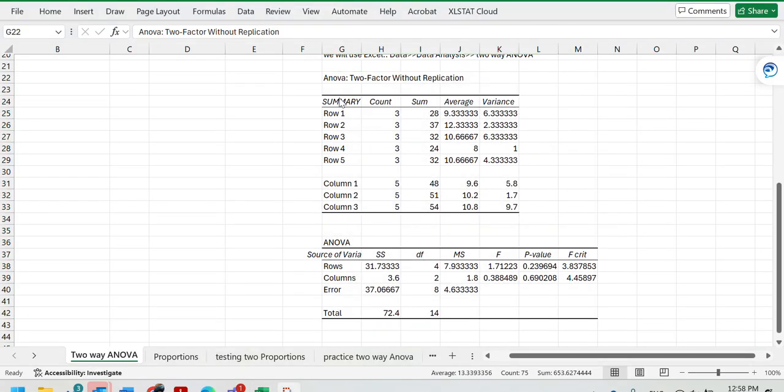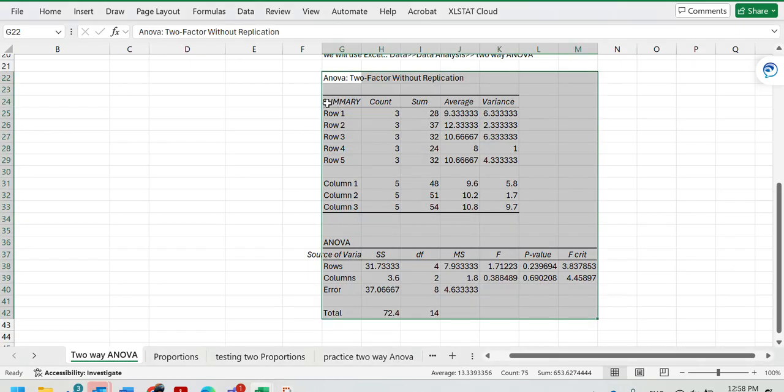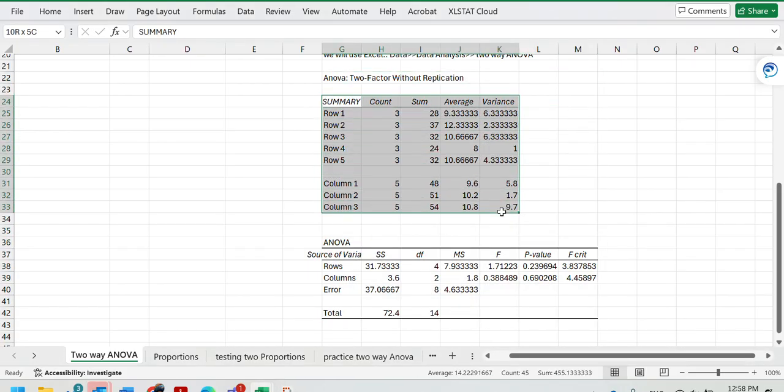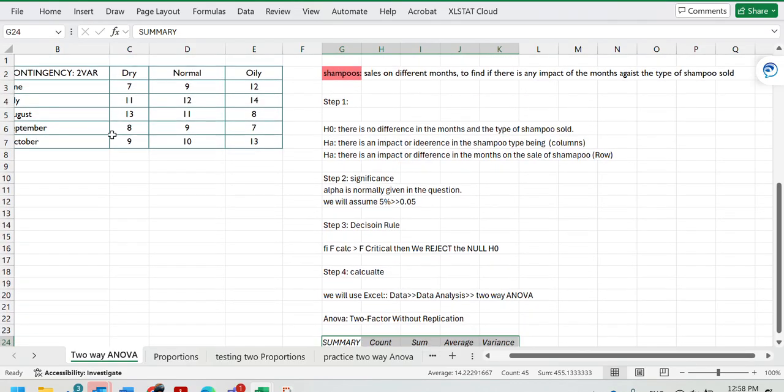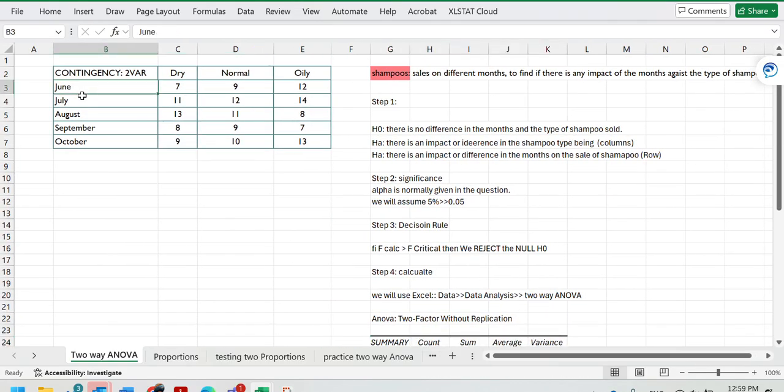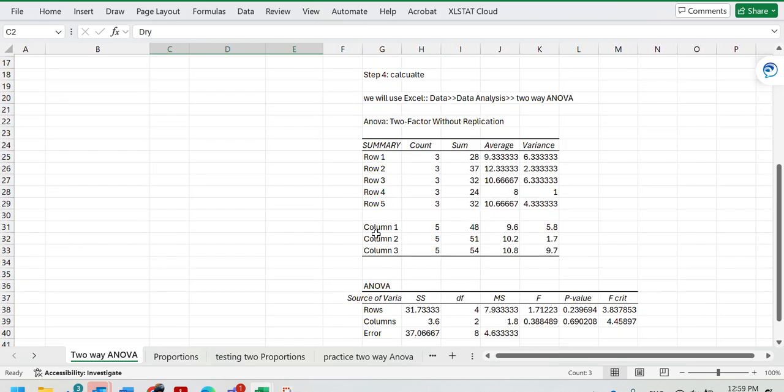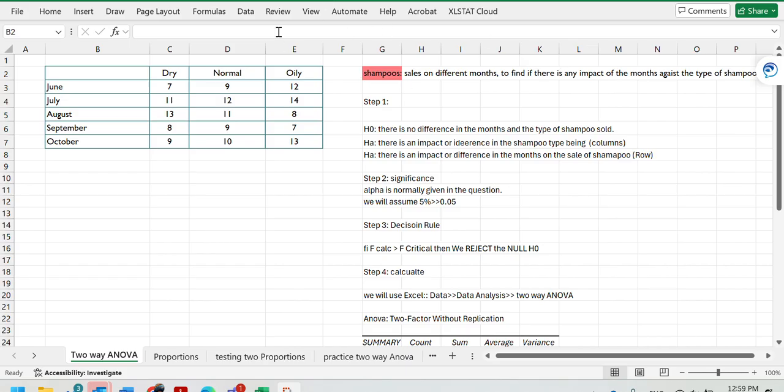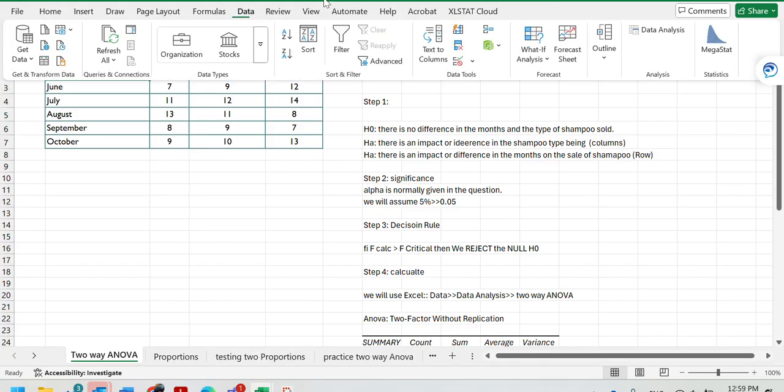Now I have the result here. This is the summary table, which is the detail of what we fed the data. And now it's calling row 1, 2, 3, 4, 5 because we have 5 months here. So June, July, August, September, October. And there are 3 types of columns, so column 1, 2, 3. I will also do one more with the label so we understand it a little better.